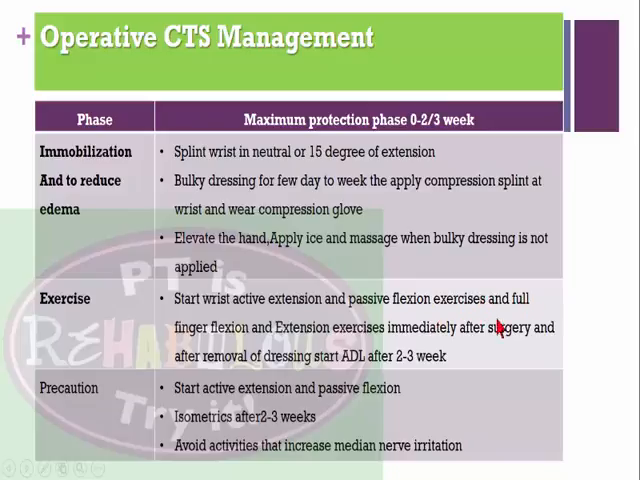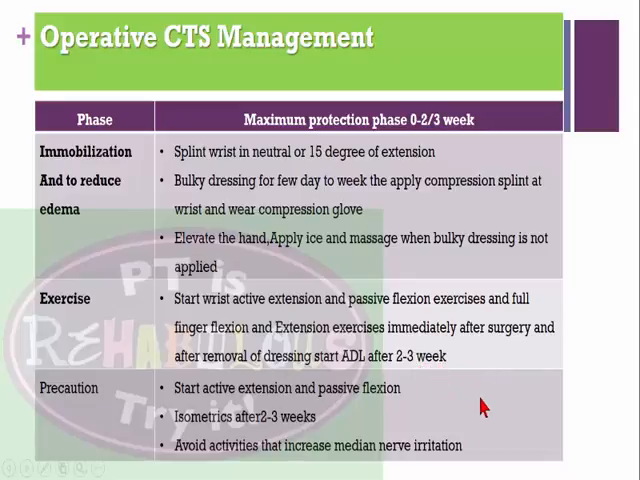Then we can do full finger flexion extension exercise immediately after the surgery and after the removal of the bulky dressings. We can emphasize activities of daily living after 2 to 3 weeks. We do range of motion exercise to restore the function of our finger and wrist, and tendon gliding exercise is an example of range of motion exercise also.